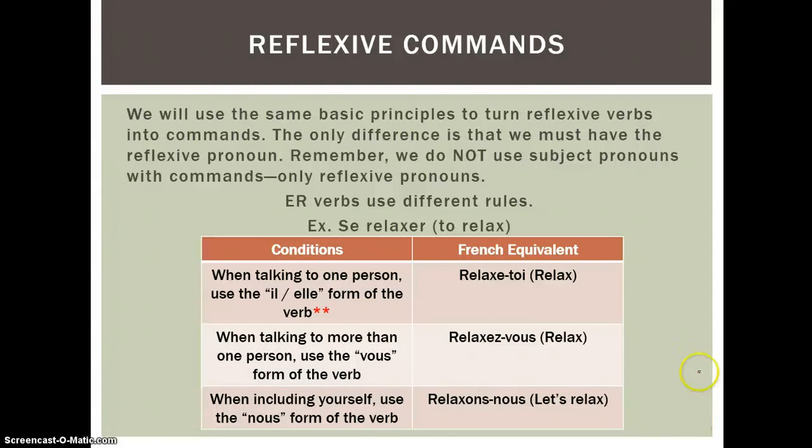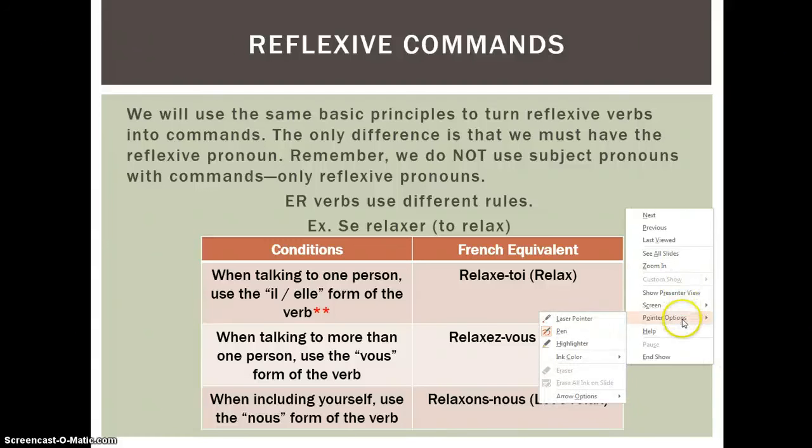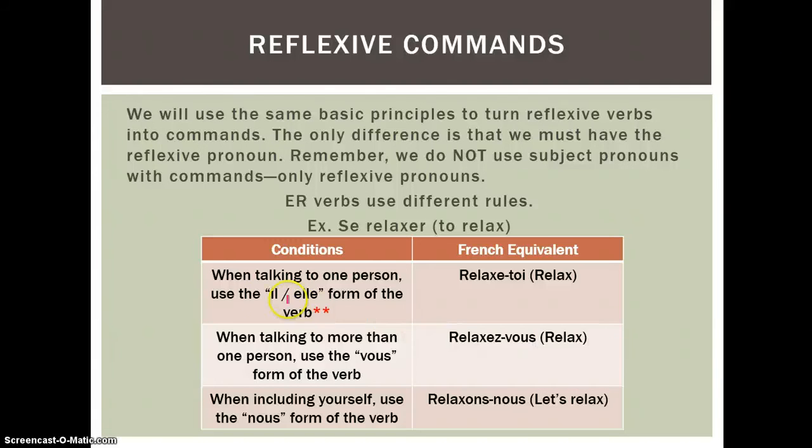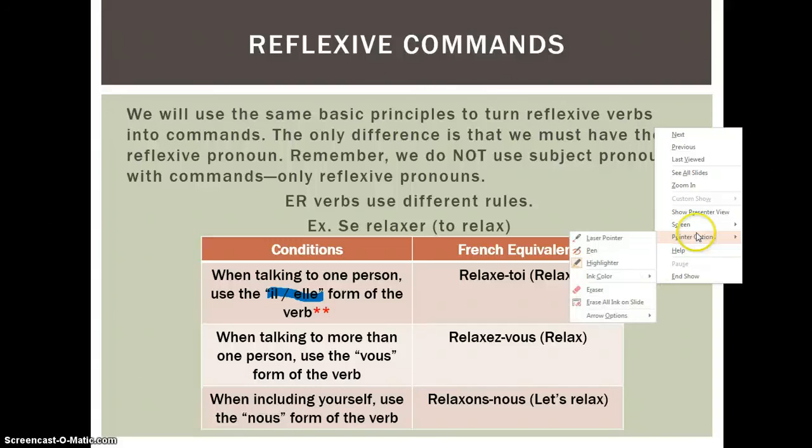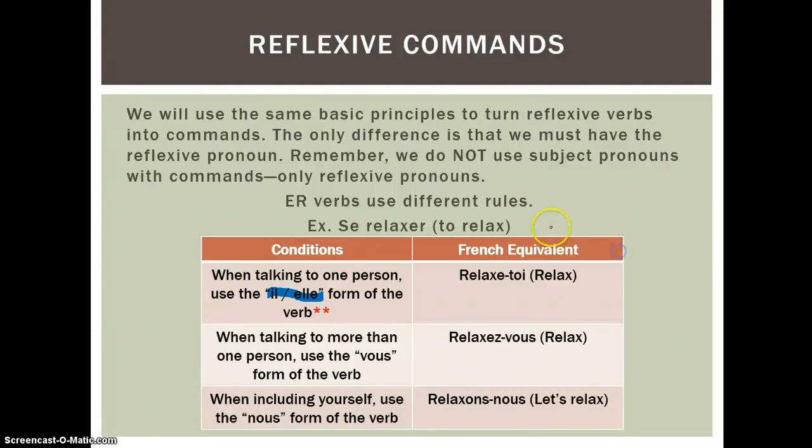ER verbs. Okay, we learned previously that with your ER verbs, talking to one person, you must use the il form. The same is true with reflexive verbs. Okay, so you've got relaxe-toi, because we had il se relaxe, because we had to use the il form. So that relaxe goes there.